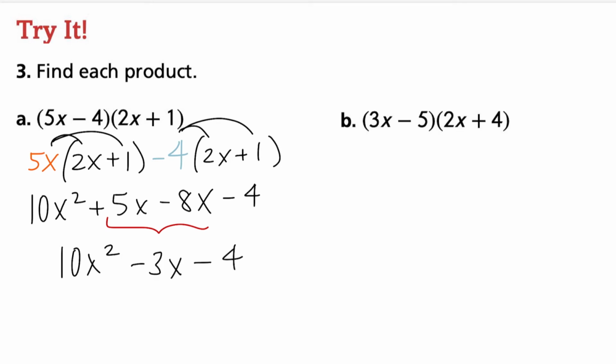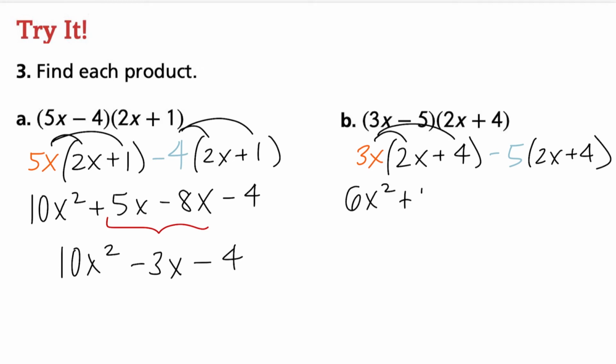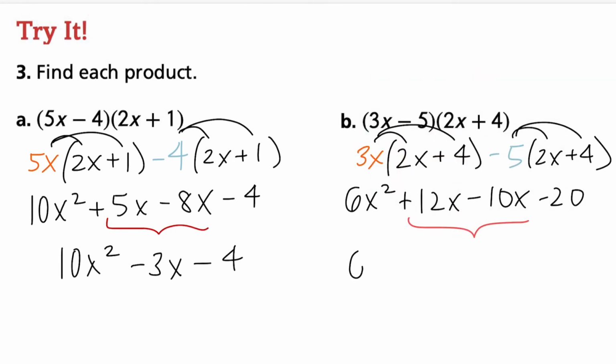For the next problem, using my first term of my first binomial, that's 3x, then I'm going to multiply that by my second binomial, 2x plus 4. Then I need to take the second term of my first binomial, negative 5, multiply it by my second binomial, 2x plus 4. Using the distributive property, I get this, and then I need to combine my like terms, so 12x minus 10x is going to simplify just to 2x. So my final answer should be 6x squared plus 2x minus 20.